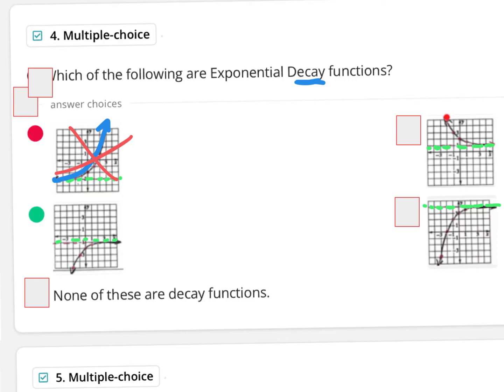Is this a decay function? The answer is yes. It decays towards the asymptote from left to right. You're not going from right to left. The way you read sentences is from left to right, and it's getting closer and closer. It decays towards the asymptote, so that is also a decay function. And this one's even a decay function. It's decaying towards that asymptote, then infinitely approaches it, never actually touches it. So that's also a decay function. The only one that wasn't was this one. That was a growth. Let's move on.